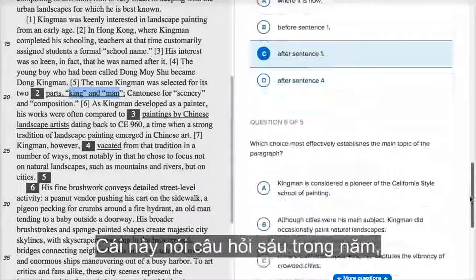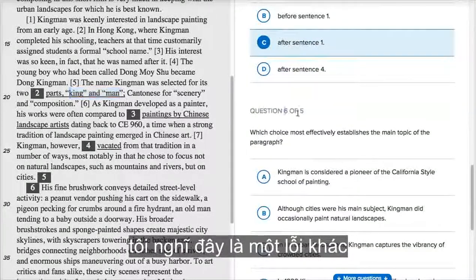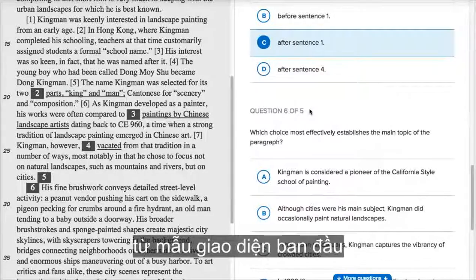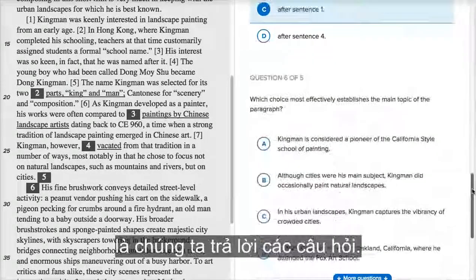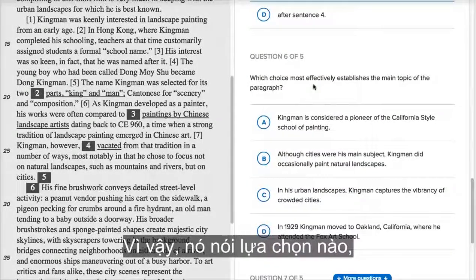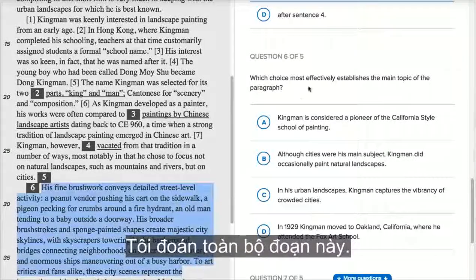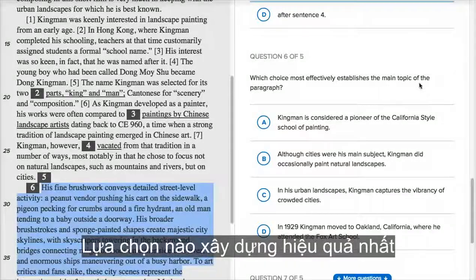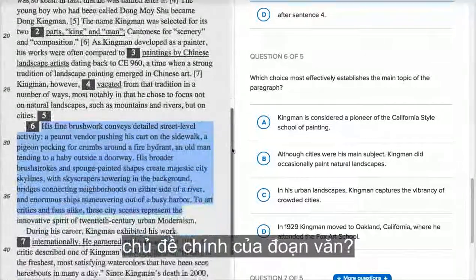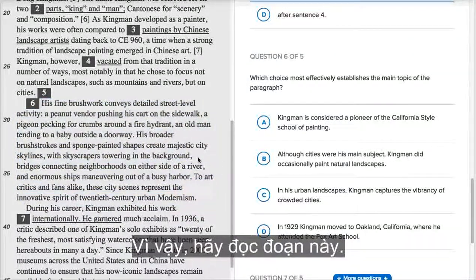And let's keep going. So this is question 6 of 5. This, I think, is another bug out of the early prototype interface that I'm using. But the important thing is we do the questions. So question 6 is referring, I guess, to this entire paragraph. Which choice most effectively establishes the main topic of the paragraph? So let's read this paragraph.